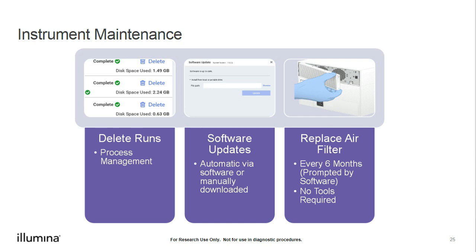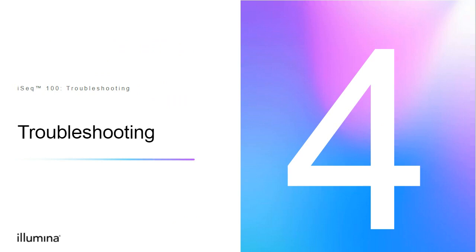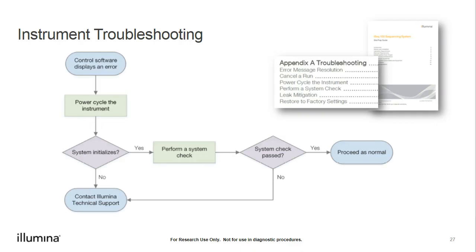All right, and so that's kind of the workflow of using the instrument. And now I kind of want to go over a couple of tools that we have for any unexpected situations that might come up. The iSeq 100 has a really great resource guide within the actual system guide itself in Appendix A, Troubleshooting. It has a lot of the errors that we might encounter on a run, as well as some ways to resolve them.